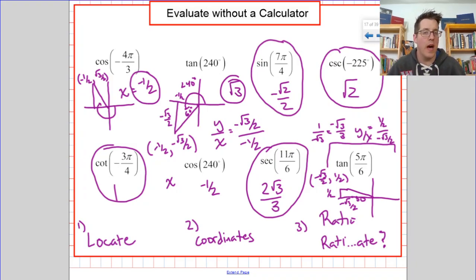Alright, folks, there are our final 4 answers. Now, you may not have gotten those. You may have missed 2 of them. The reciprocal ones are a tiny bit harder because of rationalizing denominators sometimes.